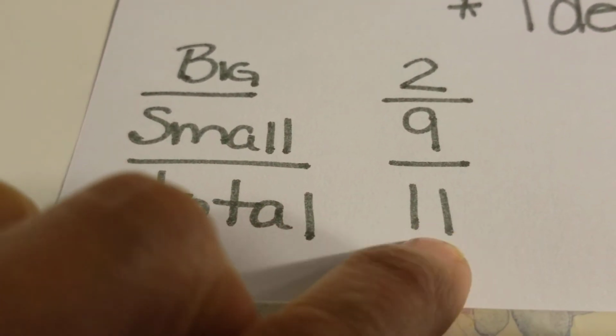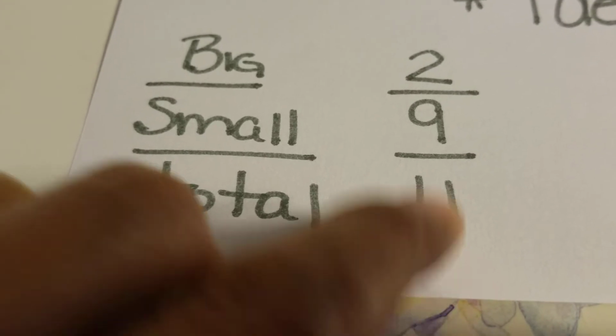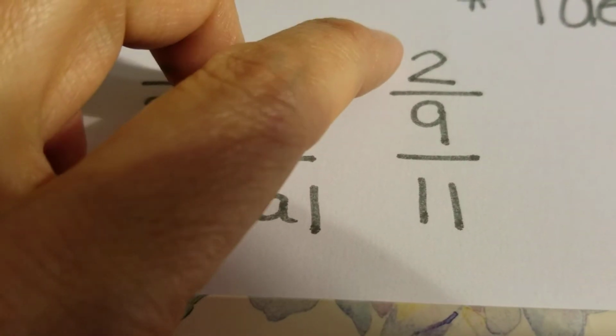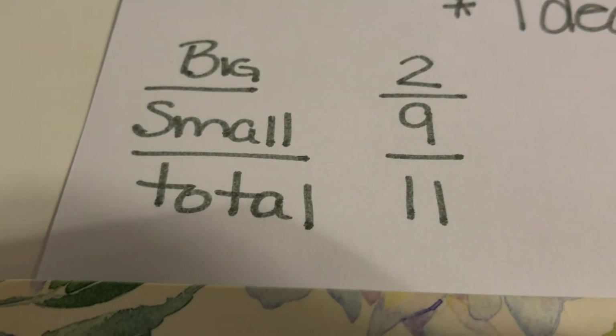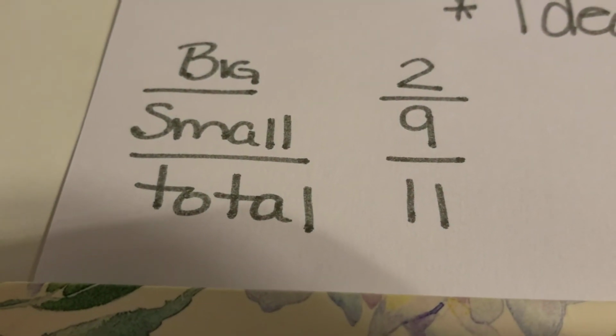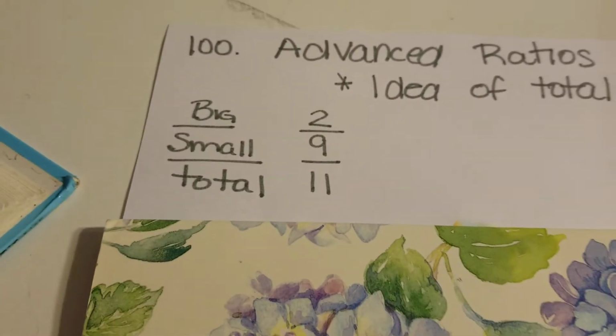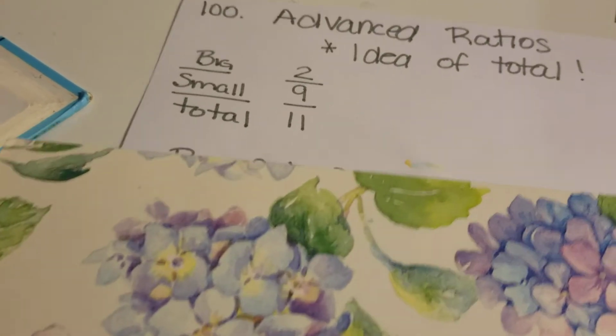What's the total included in the ratio? So how I get that is I add the big, I add the small, and that's how I get my total. And that's the ratio total. That is not the total number of ships. It tells us the total number of ships is 242.